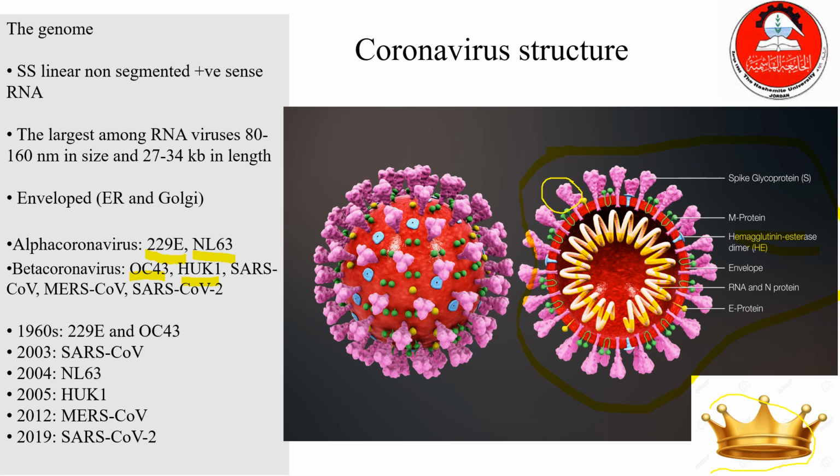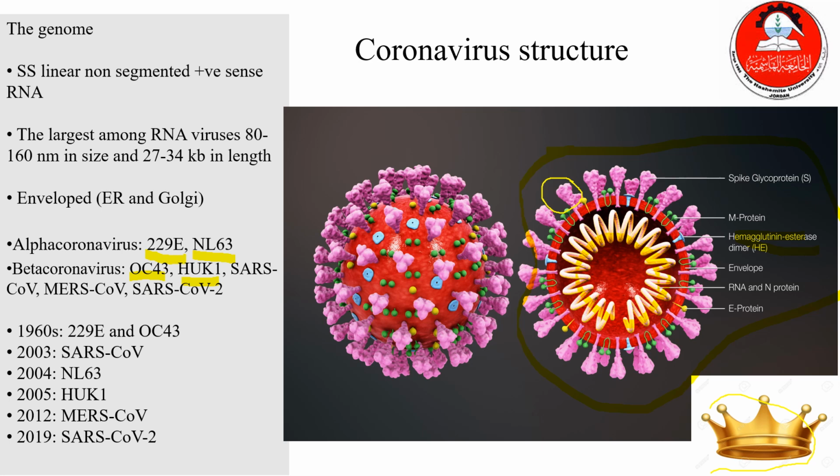And newly emerging coronaviruses like the SARS-CoV, the MERS-CoV, and the SARS-CoV-2, which is responsible for the recent outbreak and the pandemic of COVID-19. So in all, we have 7 coronaviruses that might infect humans.